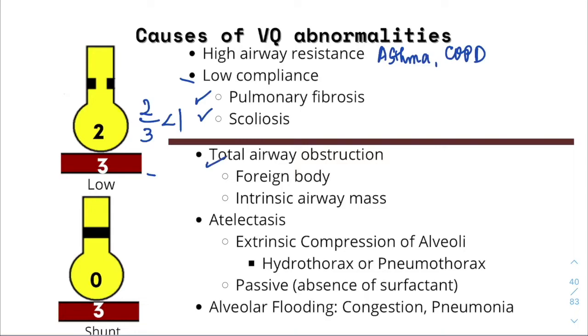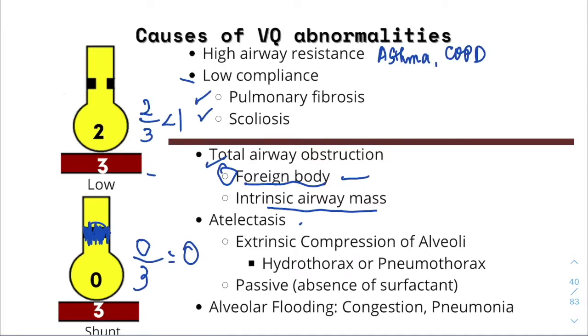Okay, if you have a total airway obstruction, such as in cases of foreign body, we have seen a lot of cases with foreign body, they can lead to a shunt VQ or a 0 VQ. Intrinsic airway mass, totally occluding the airway leading to the respiratory unit. So there would be 0 ventilation, but the perfusion is not affected. So you have a ventilation perfusion ratio of 0.